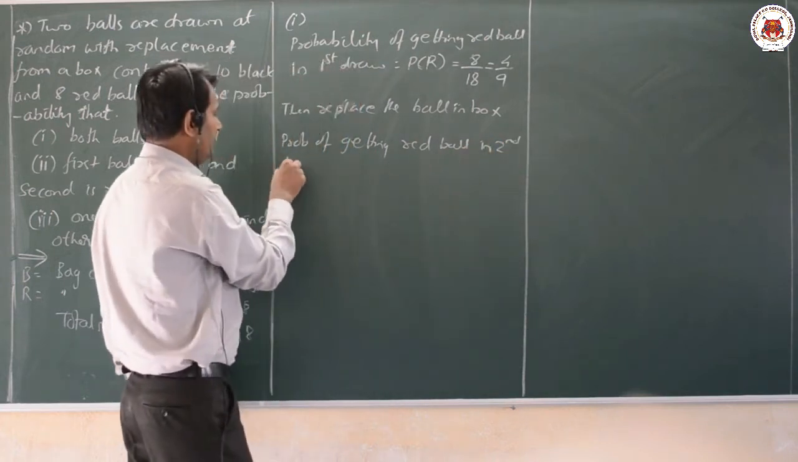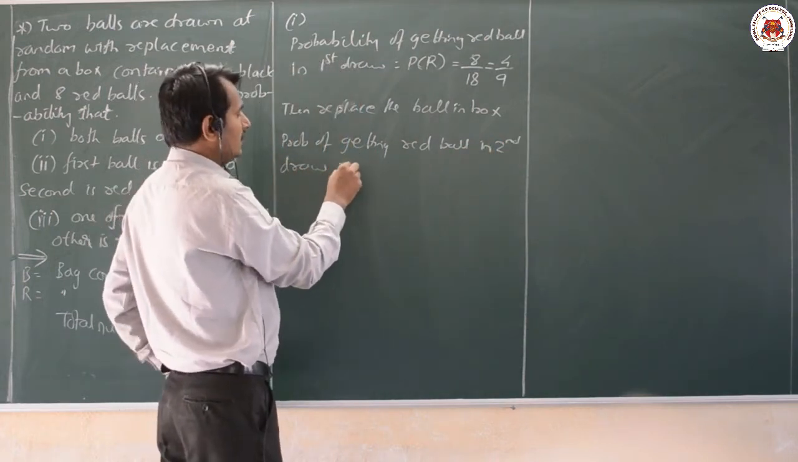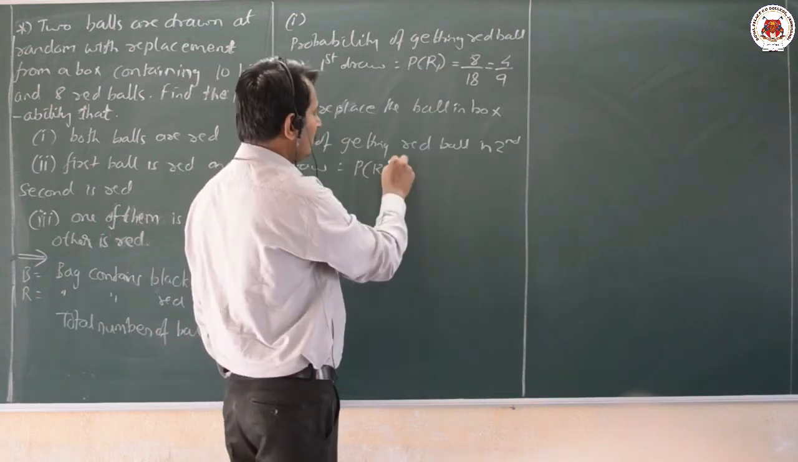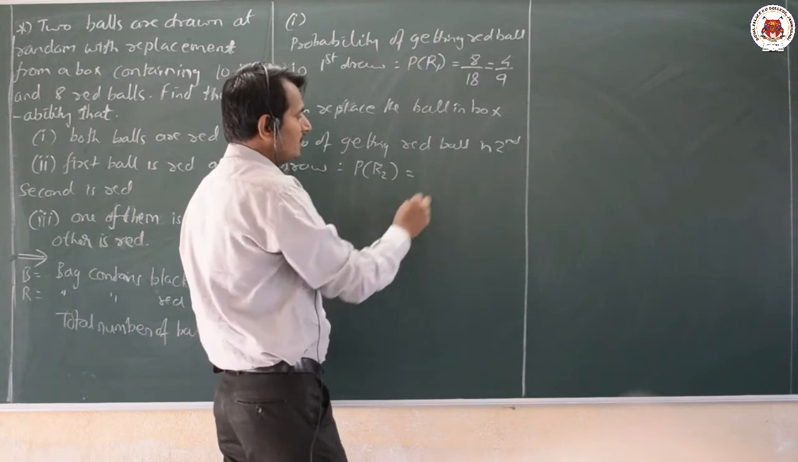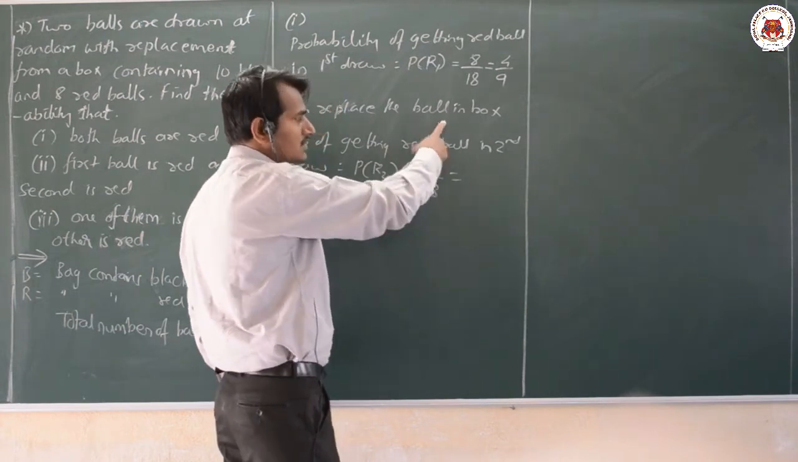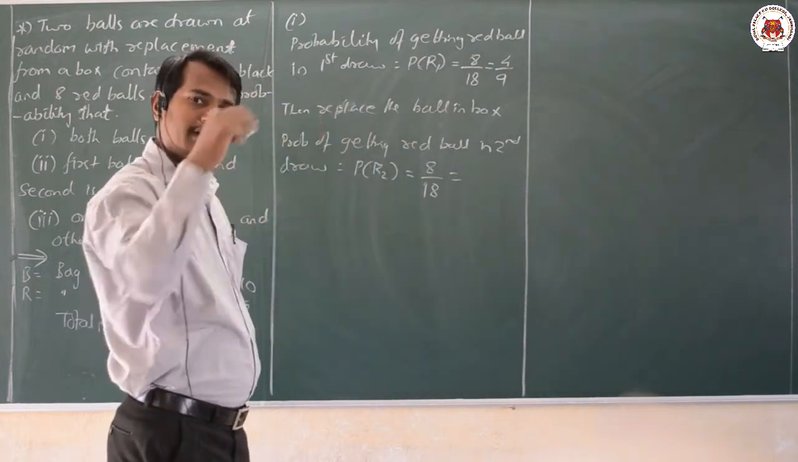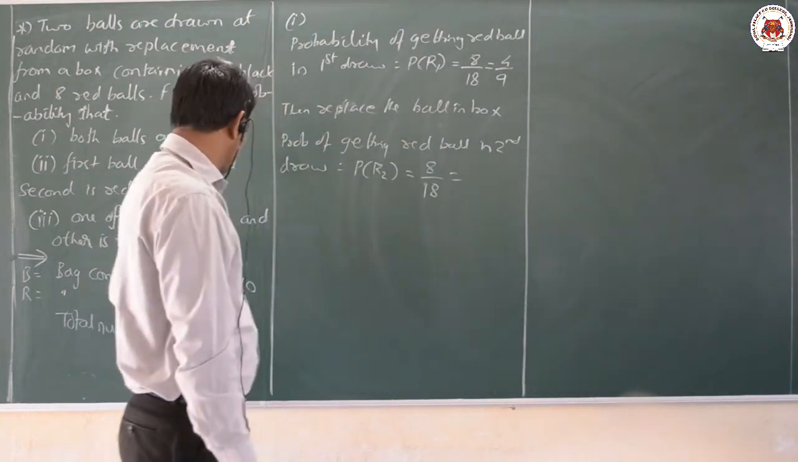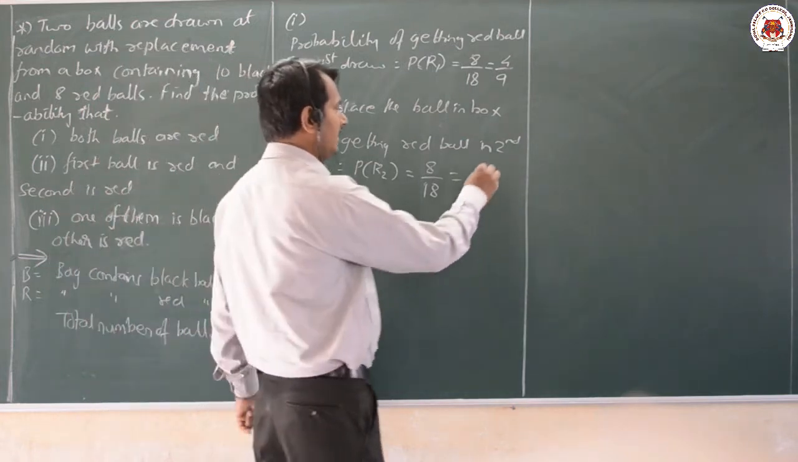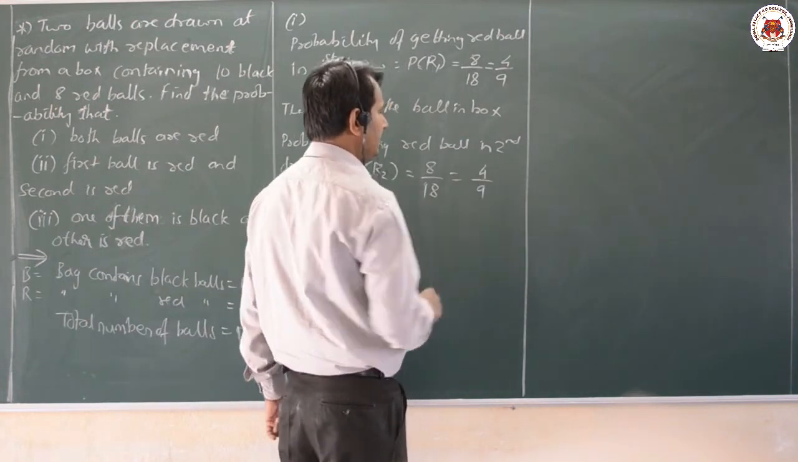And what is it in the second draw? That is P of R2, as there is P of R1 and P of R2. Now P of R2 means again 8 red divided by 18. Why? Because whatever red ball I drew here, I replaced it again, so the total number remains as it is. Now again the answer is 4 by 9 here.